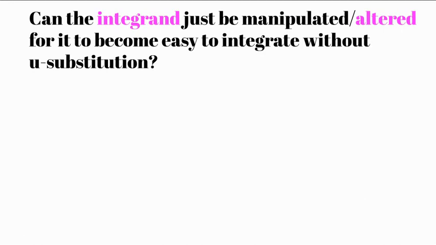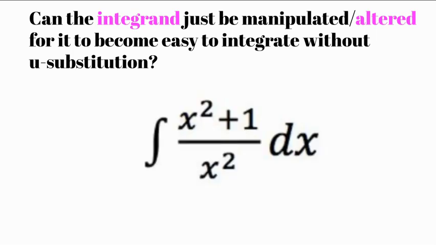I always just like to first look at it and ask myself, number one, do I know the antiderivative? Number two, if I don't, can I do a small alteration or manipulation of the integrand so that it becomes clear what the antiderivative is? For example, when our integrand is x squared plus 1 over x squared, we can break it apart into x squared over x squared, or 1 plus 1 over x squared. Each piece of the sum can be integrated easily without an advanced technique or without u substitution.